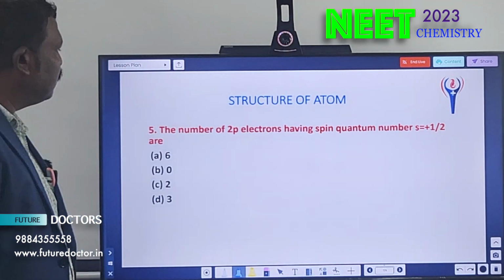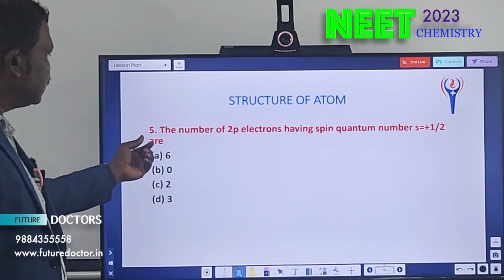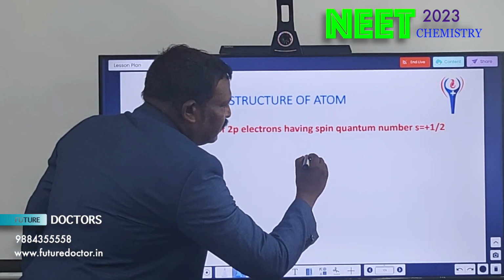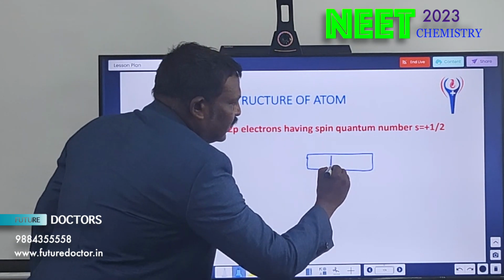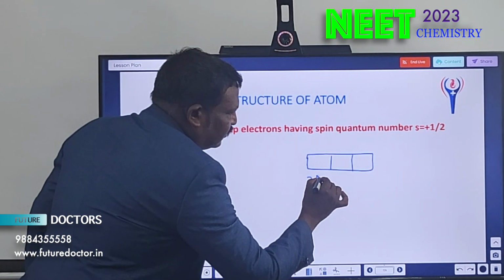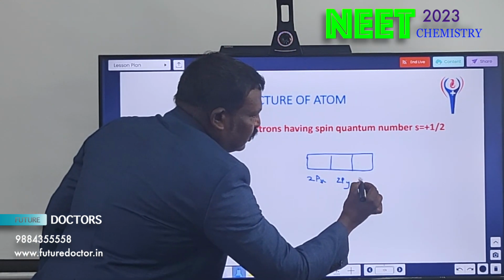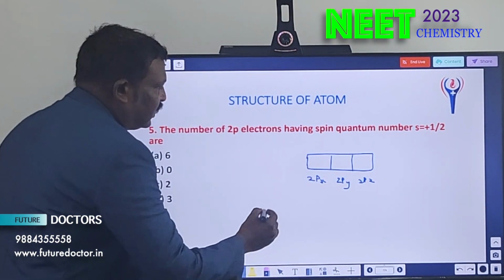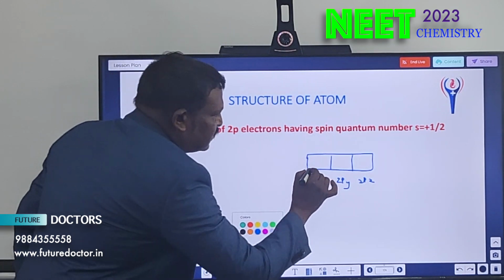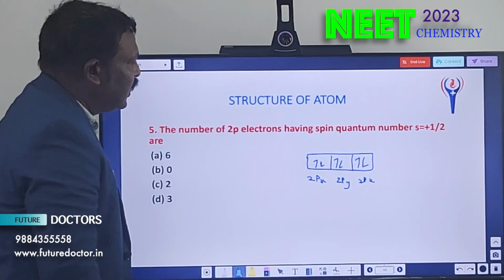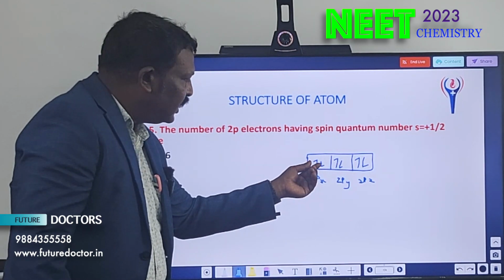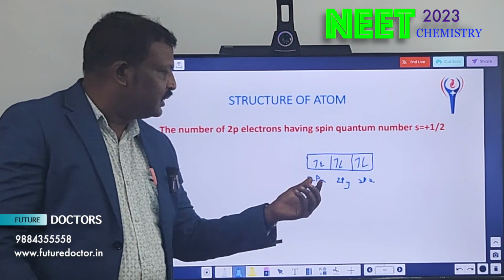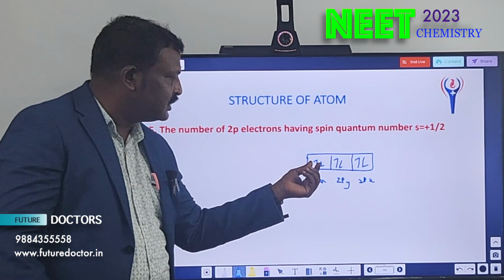Understood? Right. Next one. The number of 2p electrons having spin quantum number s equal to +1/2. Suppose 2p means how many orbitals? 2p means 2px, 2py, and 2pz. You know that, isn't it? But in each and every orbital we have how many electrons? We have 2 electrons, isn't it? Suppose if you take one orbital, one electron revolves clockwise and the other electron revolves anti-clockwise. If it revolves clockwise, I put s equal to +1/2. If it revolves anti-clockwise, s is equal to -1/2.